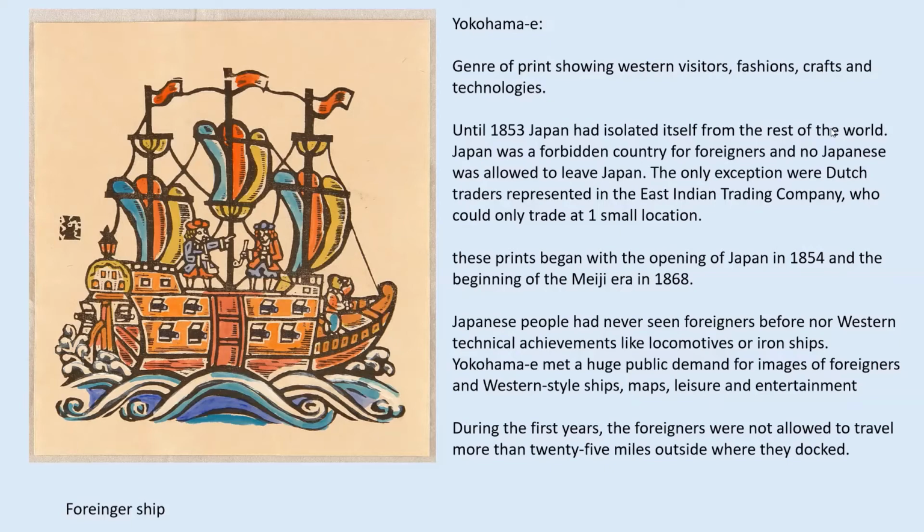And they could only trade at one small location. There was essentially a gate where they could drop stuff off and pick stuff up, and that was it. They weren't allowed any further. These Yokohama-e prints began with the opening of Japan in 1851 and the beginning of the Meiji era in 1868. Japan was forced to open in 1854, and then in 1868 they were like, we're opening, it was our decision.